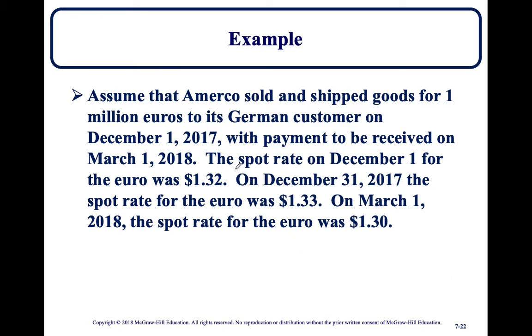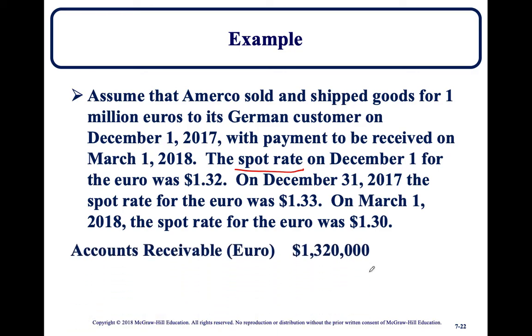So the spot rate, today's rate on December 1st, was $1.32. So $1.32 for 1 euro, and we have 1 million euros. Since we're not going to receive payment until March 1st, we're going to have to debit accounts receivable, and we're going to credit our sales. For now, we're just going to forget about the second entry, debiting cost of goods sold and crediting inventory, because we're concentrating on the foreign exchange.